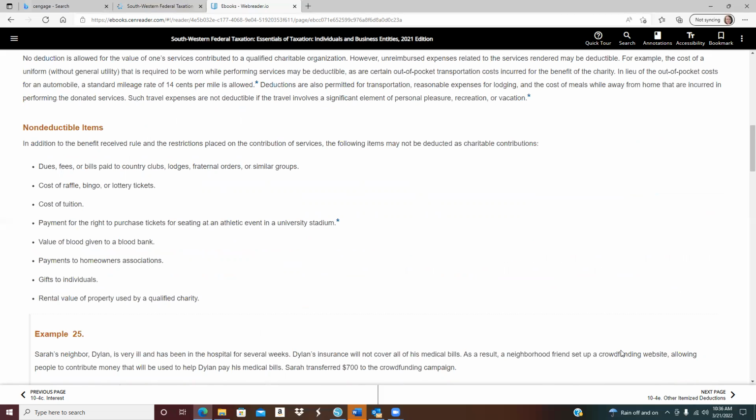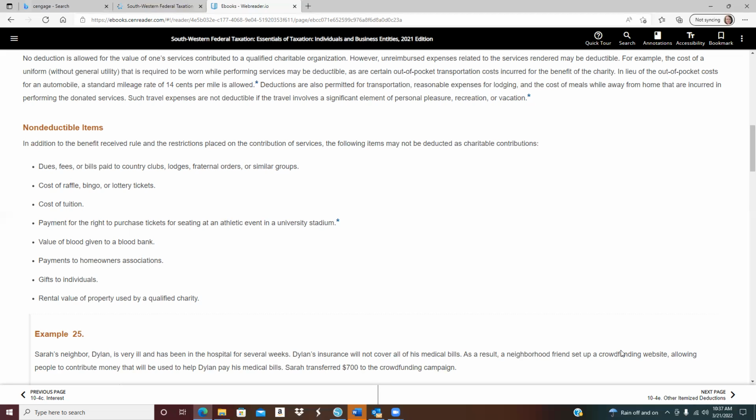Non-deductible items. So in addition to the benefit received rule and restrictions placed on the contribution of services, the following items may not be deducted as charitable contributions: dues to several groups, and the cost of raffle, bingo, or lottery tickets. Really quickly, lottery tickets: if you do happen to win the lottery and you kept all the tickets that didn't win anything, you could possibly deduct those expenses from your lottery winnings. Just FYI.